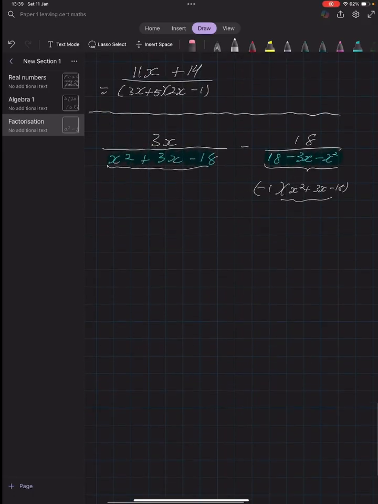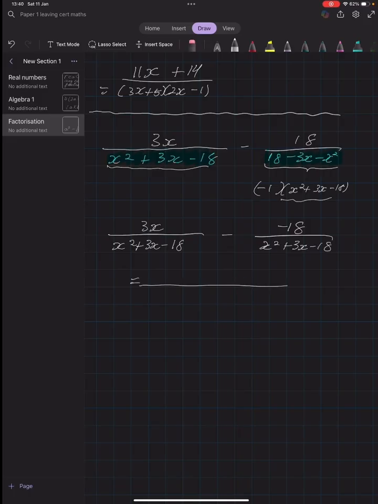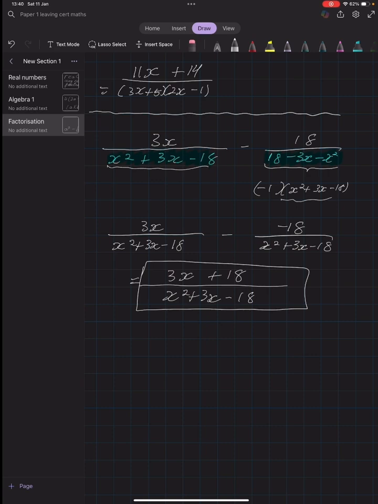So what does that mean? That means I can rewrite this as 3x all over x squared plus 3x minus 18 minus, I can bring the minus up, so I get minus 18 all over x squared plus 3x minus 18. And this is equal to x squared plus 3x minus 18, 3x, minus by minus is plus, so it's plus 18. Alright, now, are we finished?